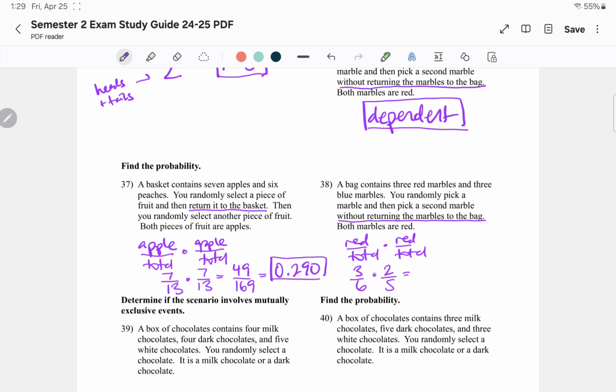And now we multiply. So 3 times 2 is 6. 6 times 5 is 30. 6 divided by 30 is 1/5. And so it's going to be 0.2.